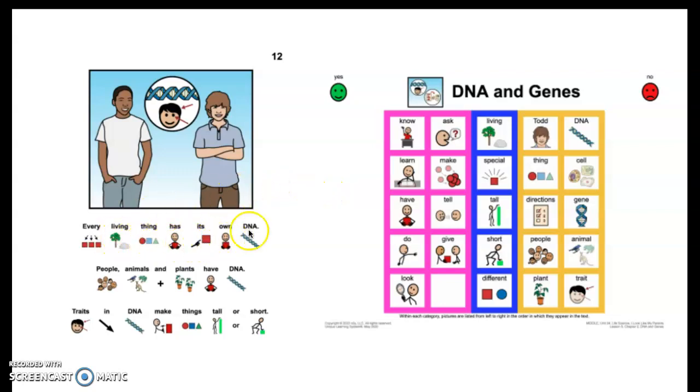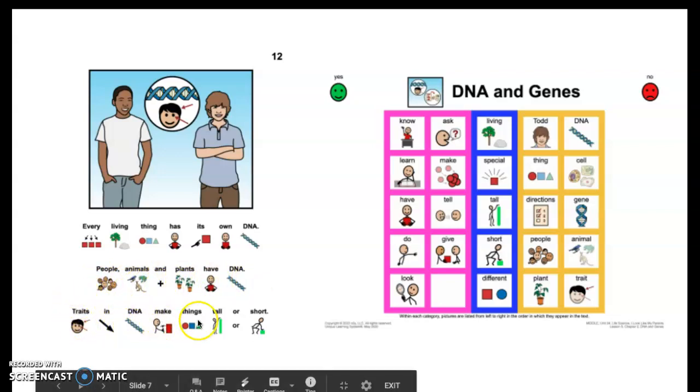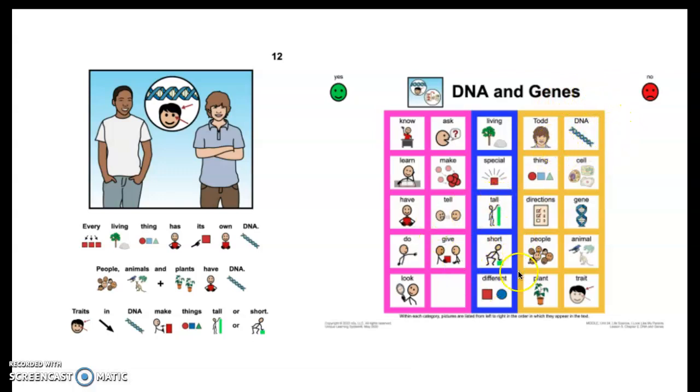Every living thing has its own DNA. People, animals, and plants have DNA. Traits in DNA make things tall or short. So your DNA tells your body if it's going to be tall or short. Which one are you, tall or short? Miss Ainsley is right in the middle, so we'll say short.